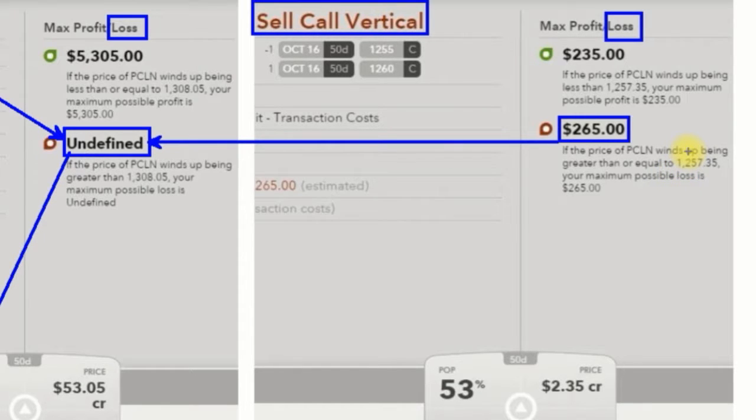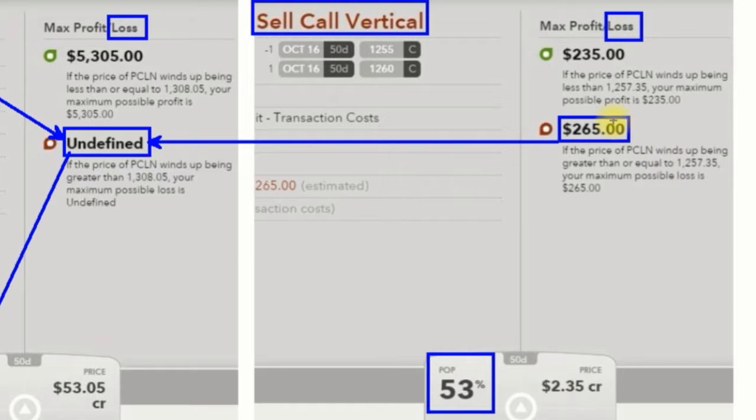I know if the whole market collapses, no matter what happens, I can afford, if your account's big enough, to take this 265 loss, whereas undefined, it could go into the thousands and it could bury us on one trade. And when I sell this vertical, I still have a POP of 53%, above 50%.